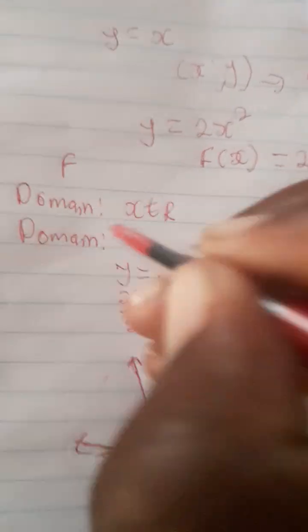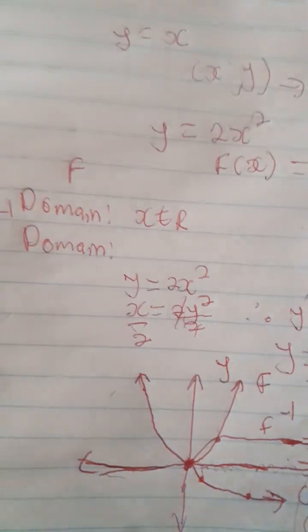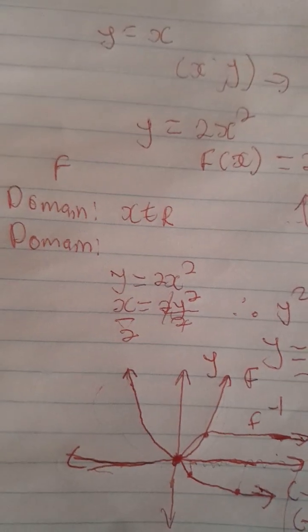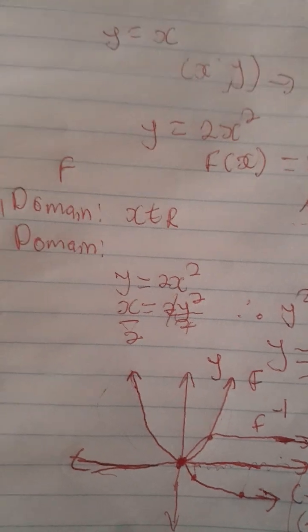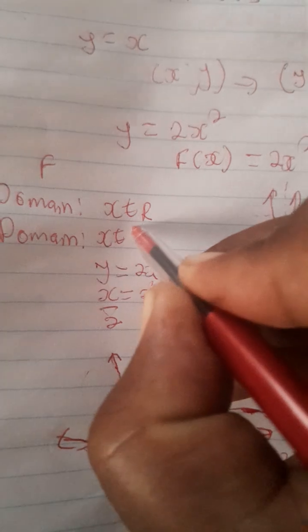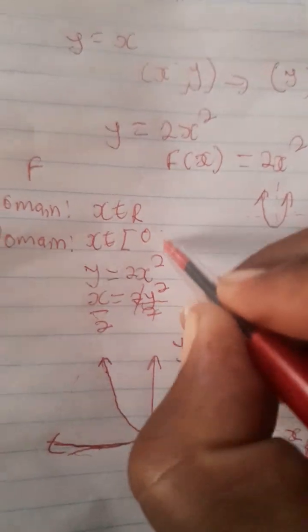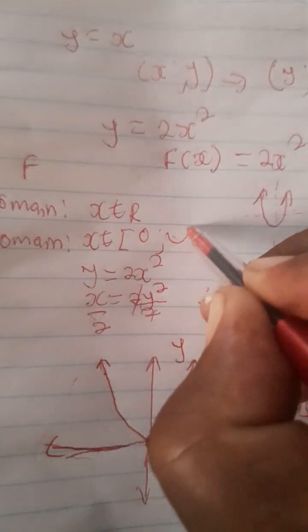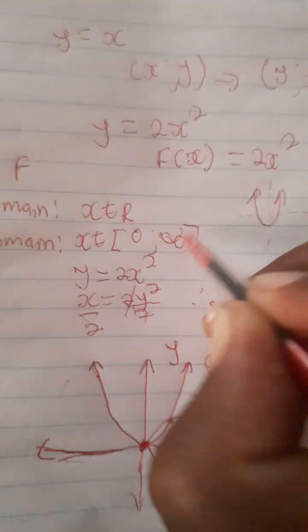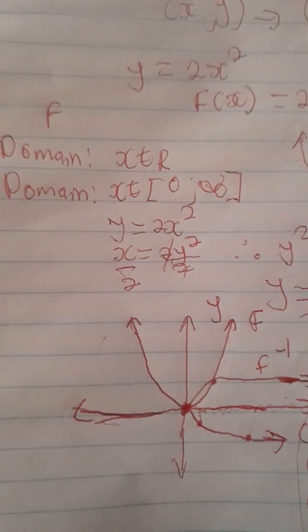What about the domain for the inverse? Remember, this is your mother graph and this is the inverse. Since this will be x is an element, we have 0 to infinity. So that's where it differs. So that's the domain: 0 to infinity.